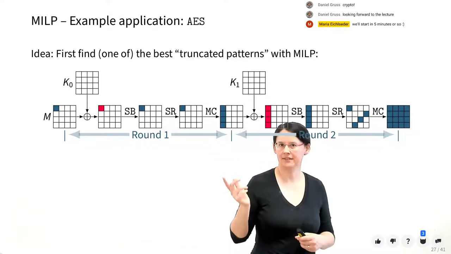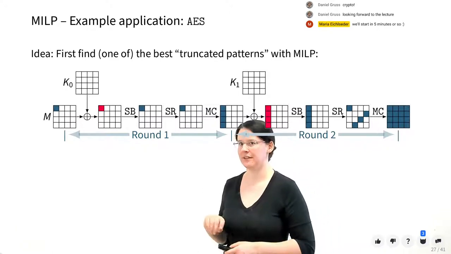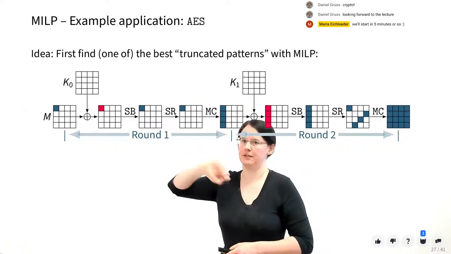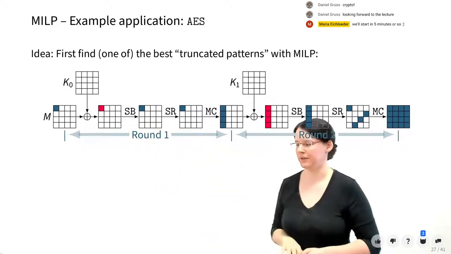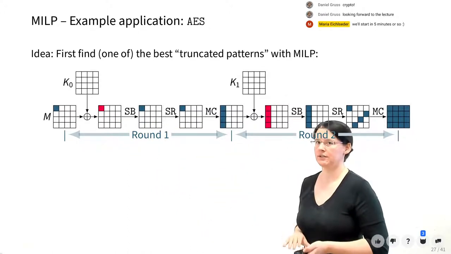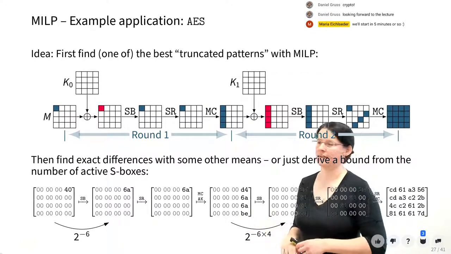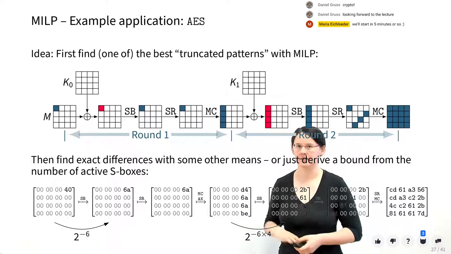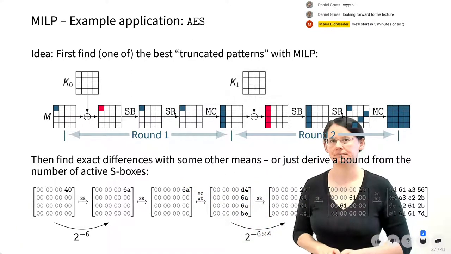So for a designer, this is all we need. For an attacker, we would usually also need some concrete instantiation of this pattern. So some actual choice of differences that works with this pattern. This is something we would need to search for in a second step, either with another tool or by hand, or that depends a bit on the case. So to find this specific example like we saw before.